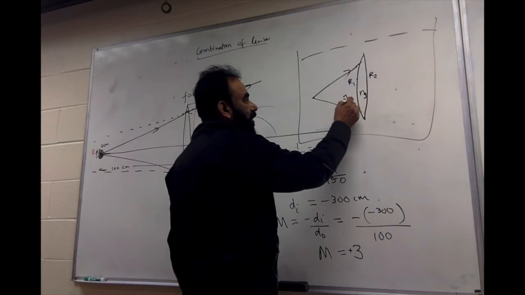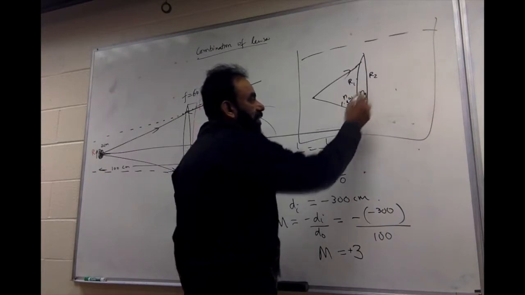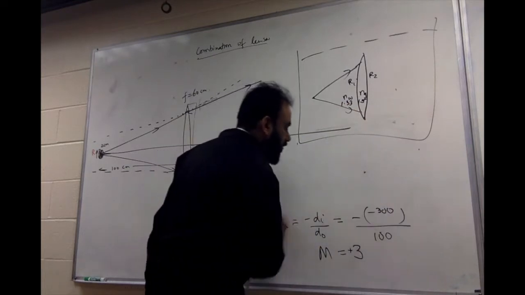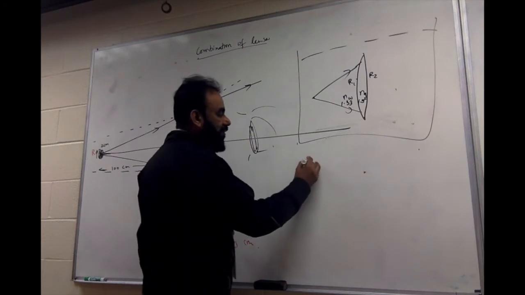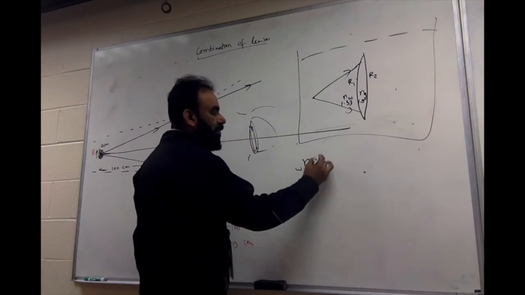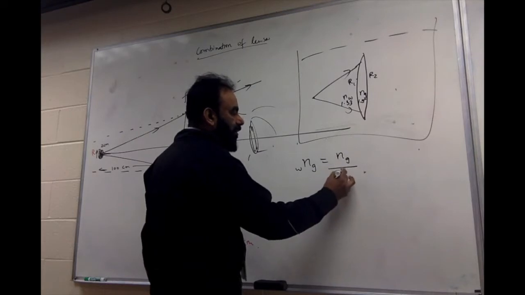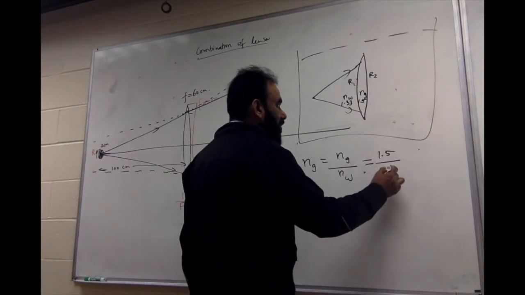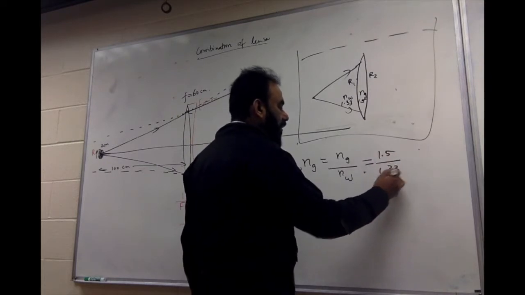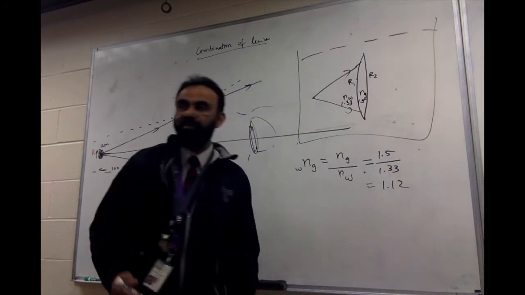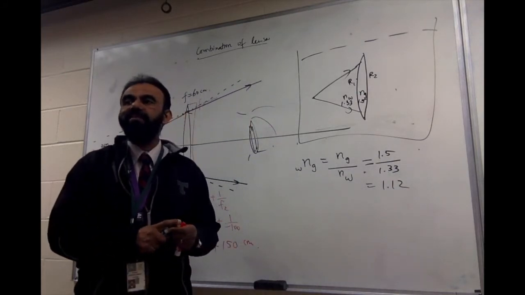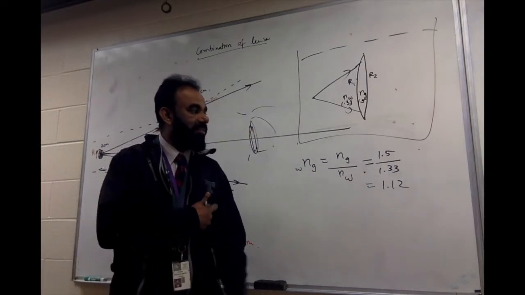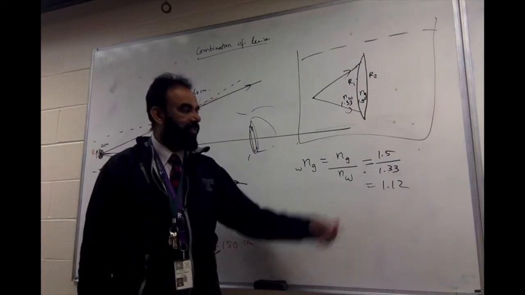Water's refractive index is 1.33, and glass's refractive index is 1.5. So what is the refractive index of glass with respect to water? It's going to be refractive index of glass over refractive index of water, which is 1.5 over 1.33, 1.12. So the refractive index is kind of weak. Can you see that? So a lens underwater is not going to behave as a proper lens. You can see that clearly.